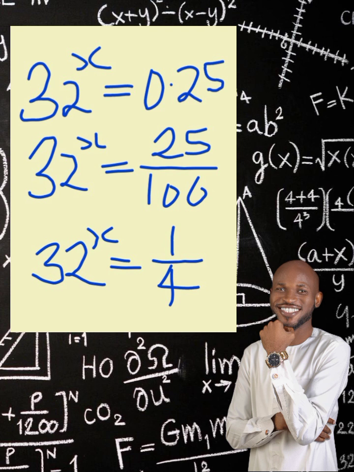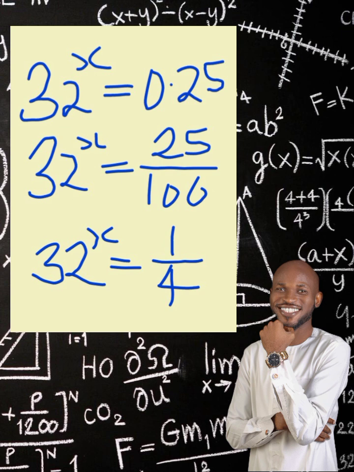Okay, so from our 32^x is equal to 25 over 100, we are now having 32^x is equal to 1 over 4. Aha! Now, look at the number 32 and look at the number 4, and you see that we have a very good opportunity here to break these numbers down to a similar lower factor of these numbers, which we refer to as the lowest common base.